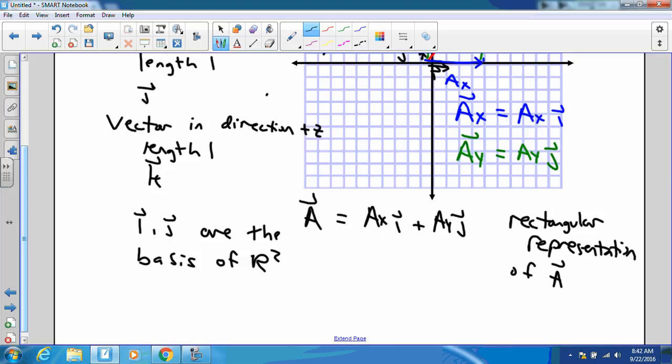In this case, our vector space is R2. And by basis, I mean something specific. I mean that every vector in R2 can be represented as a combination of i's and j's. And a unique combination of that.